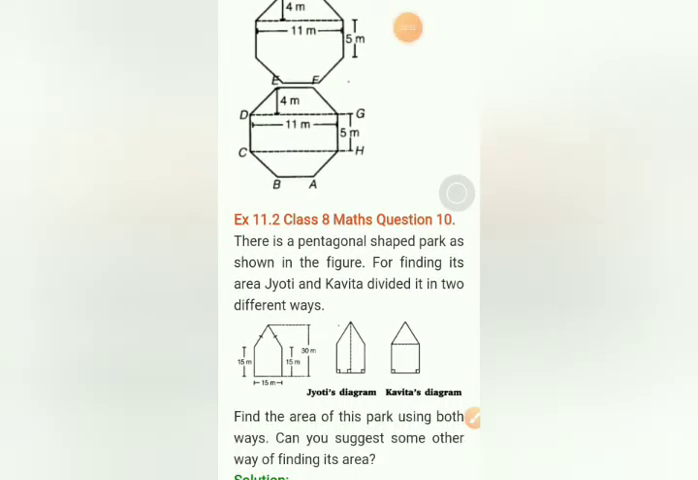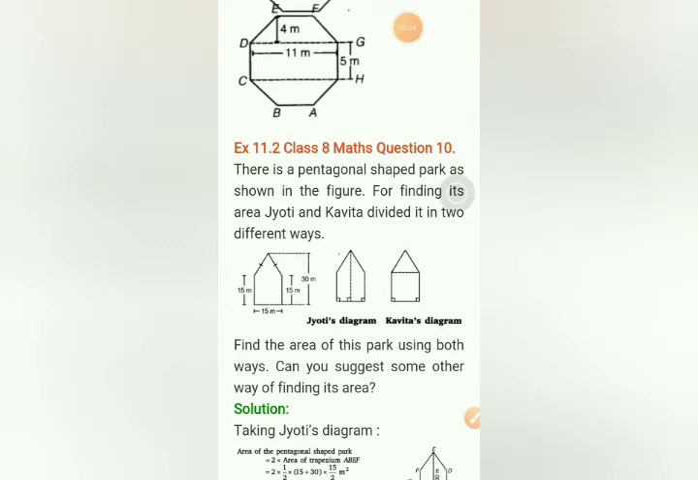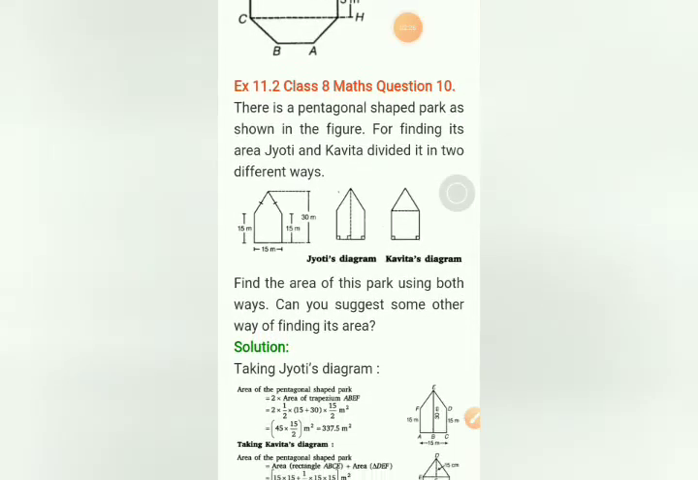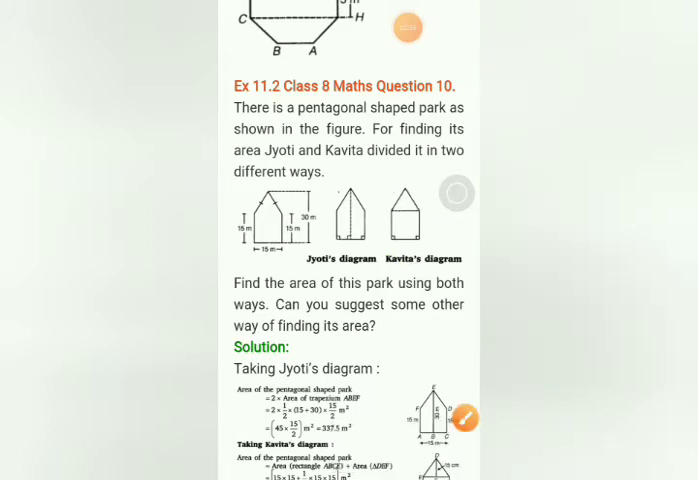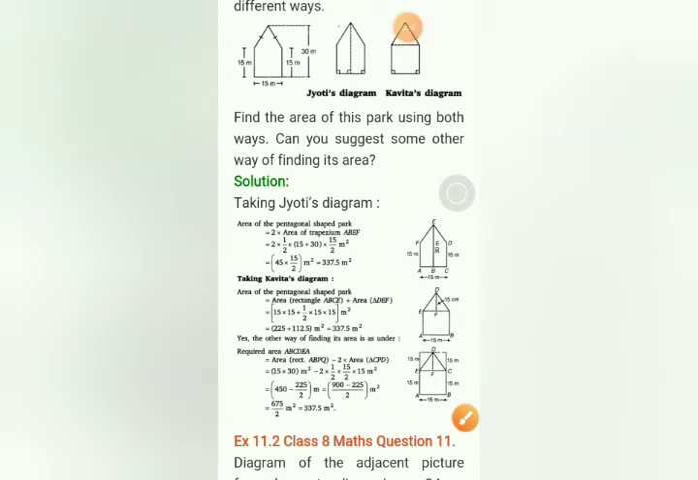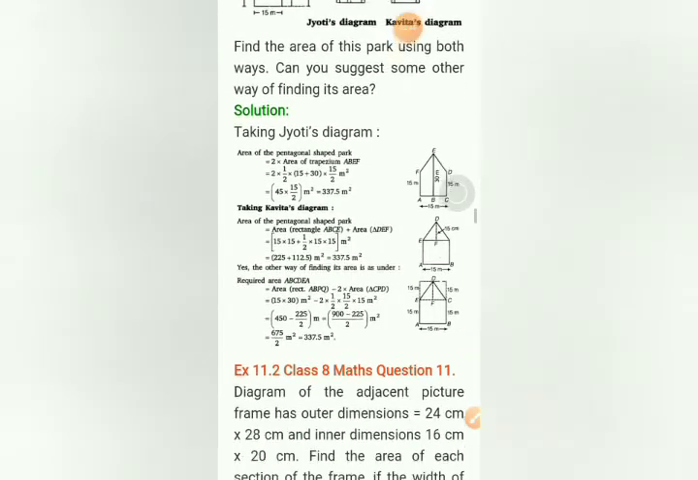Let's see this pentagonal shaped park. We can divide this pentagonal shaped park into a triangle and a rectangle, and we'll add both of them. We'll get the area of the pentagonal shaped park.